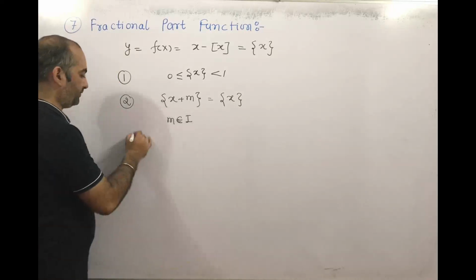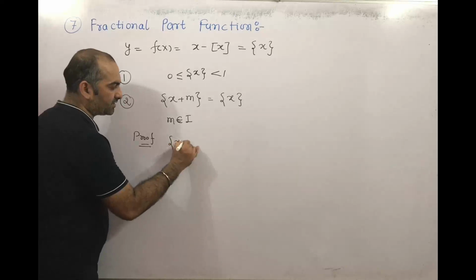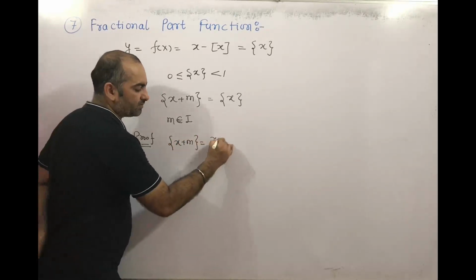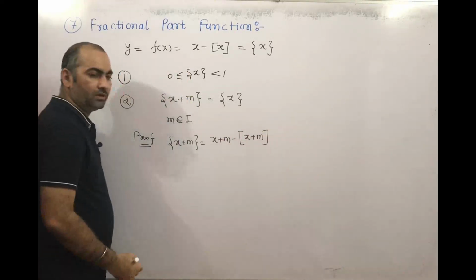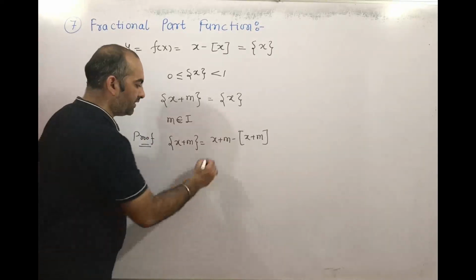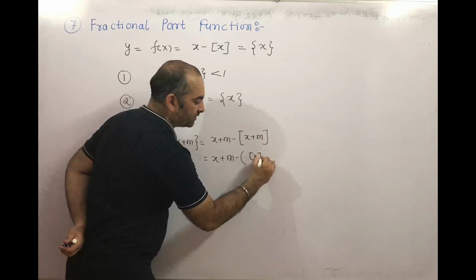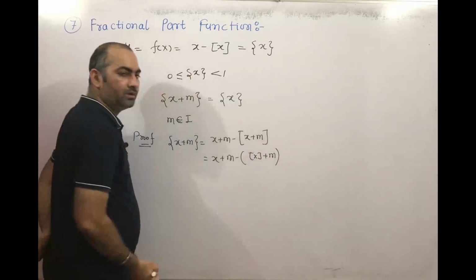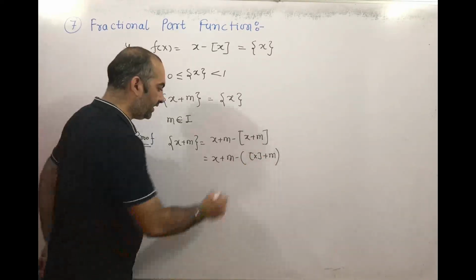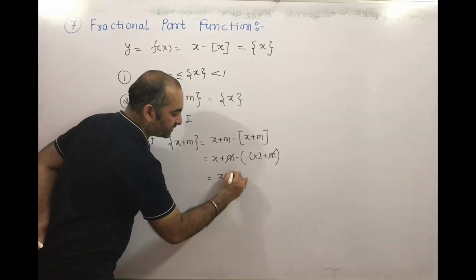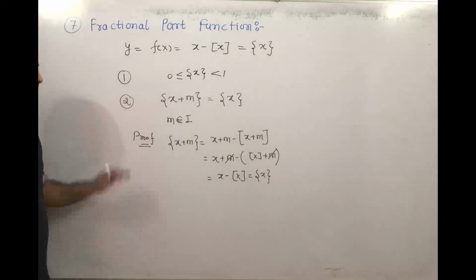Now we will discuss the proof. The proof is very simple. The fractional part of x plus m we can write as x plus m minus the greatest integer of x plus m. Since m is an integer, we can write this as x plus m minus, in bracket, the greatest integer of x plus m. This is the property. So here m gets cancelled. What will come here is x minus the greatest integer of x, which is the fractional part of x. This is your proof. So this is property number 2.